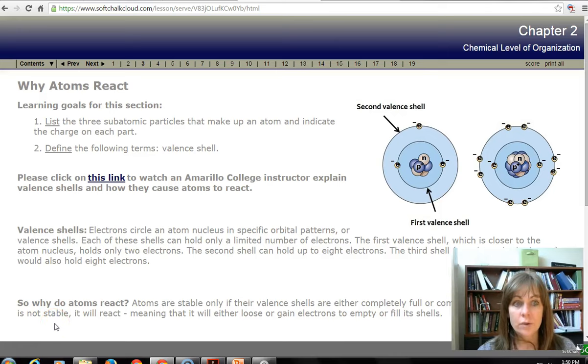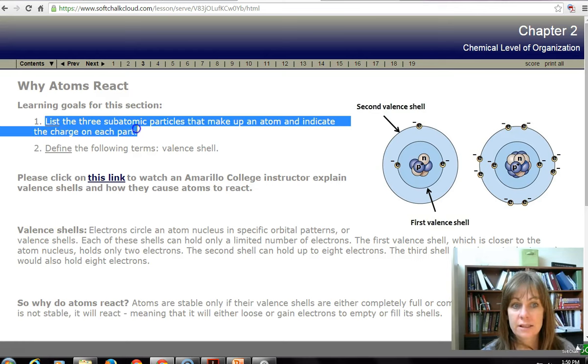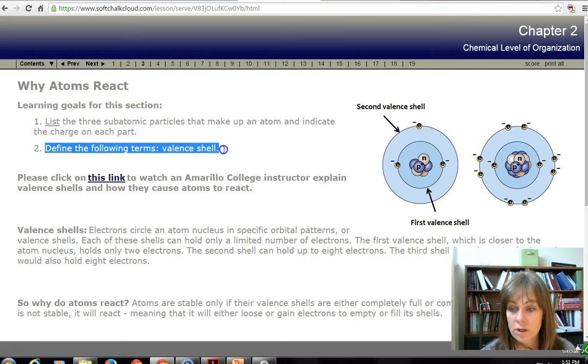Okay, so now we're going to be talking about why atoms react. And just to remind you about what we're looking at here, we've already done this where we've listed the subatomic particles. We've defined the following terms, which is valence shell. And as a reminder, you notice that electrons are traveling around this nucleus in the valence shell. So that's the path that electrons travel around that nucleus.